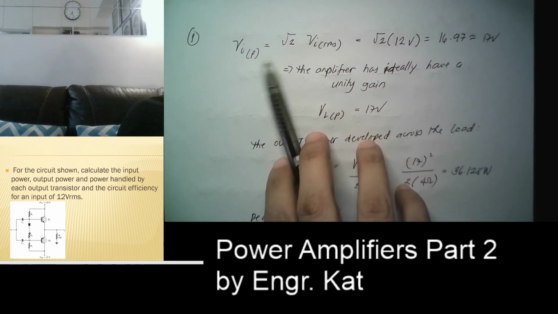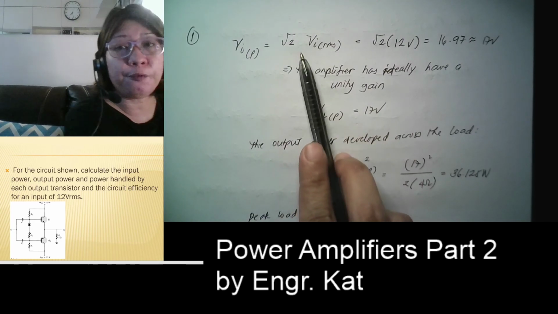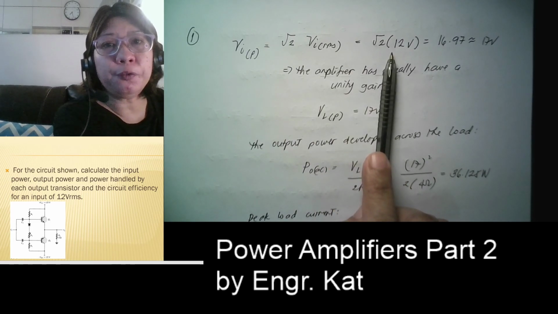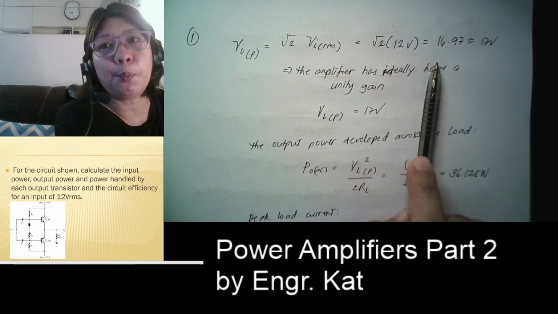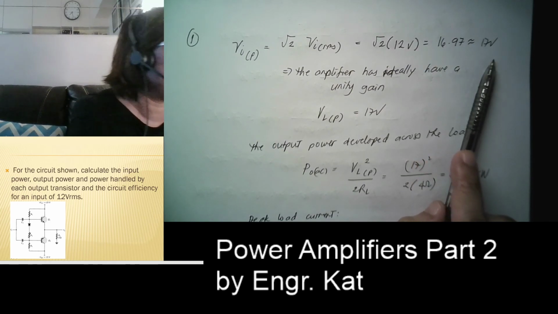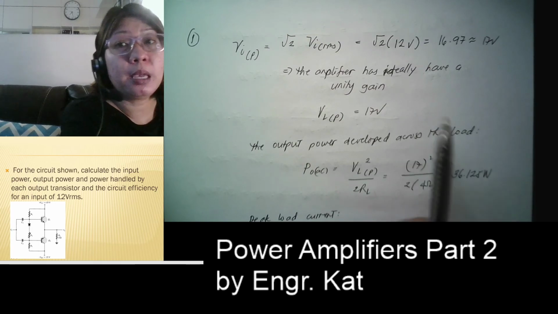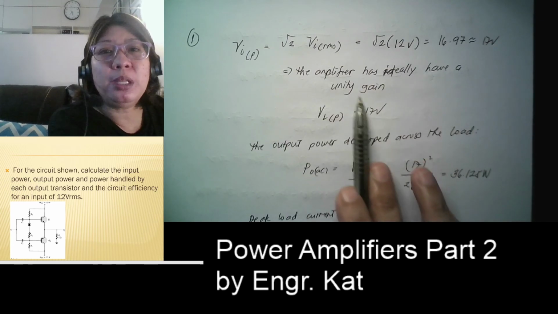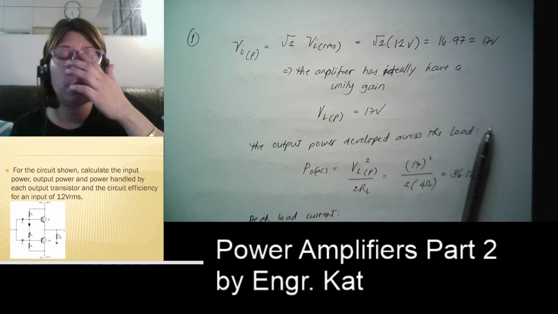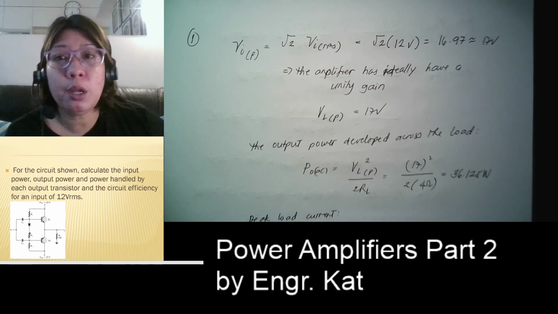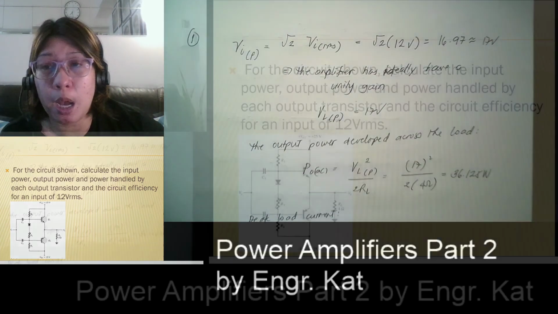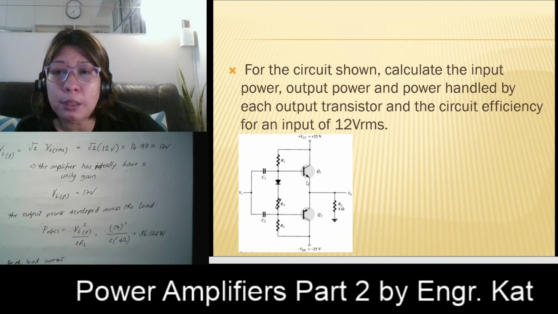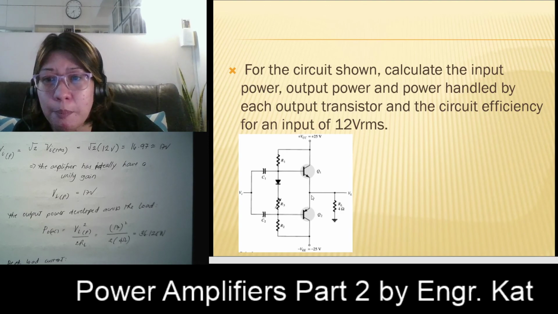So your input peak voltage is equivalent to square root of 2 multiplied by your VIRMS. So square root of 2 multiplied by 12 will give you 16.97 volts, approximately 17 volts. Now, your amplifier ideally has a unity gain. How did we know that we have a unity gain? Consider the circuit, class. Look at the circuit. Where is your output being taken? This is the emitter terminal, right?